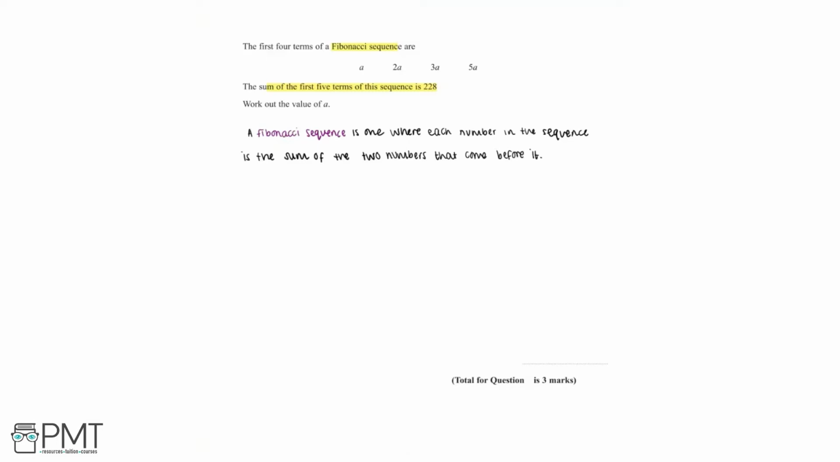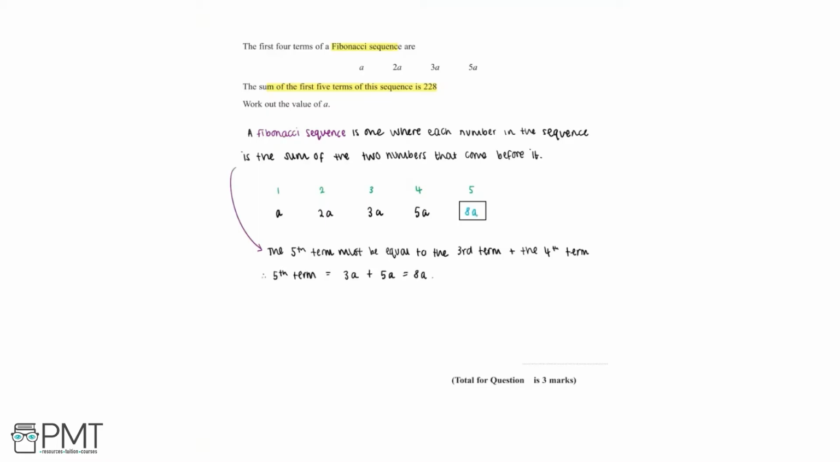And so we can use this definition of a Fibonacci sequence in order to find the fifth term of the sequence. Since each number is the sum of the two numbers that come before it, the fifth term must be equal to the third term plus the fourth term. The third and fourth terms are 3a and 5a, and so the fifth term must be equal to 3a plus 5a, which is equal to 8a. And so we've found that the fifth term is equal to 8a.